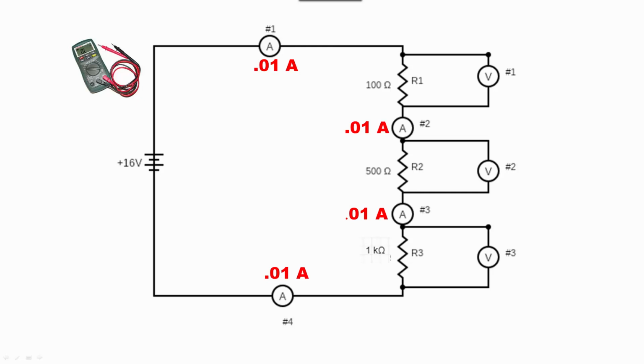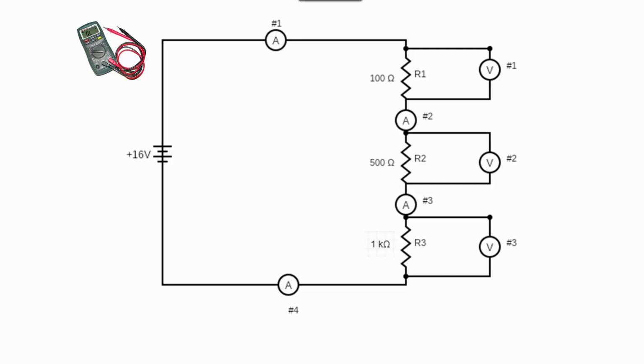This is no coincidence. In a series circuit, the current is always the same wherever you measure it. This makes perfect sense because there is only one path for the current to flow, so it would have to be the same everywhere. Expressed in a formula, I total equals I1 equals I2 equals I3.